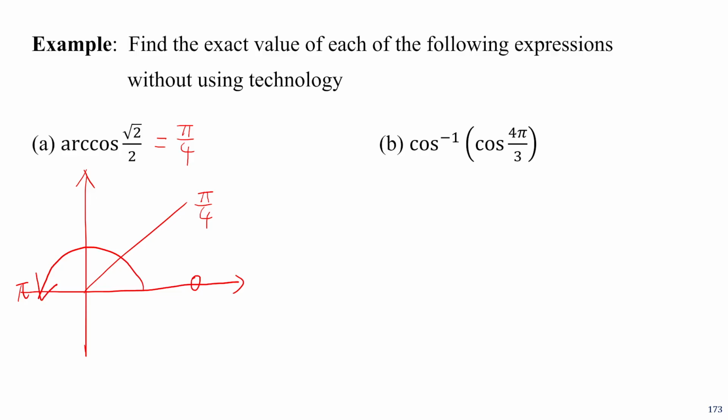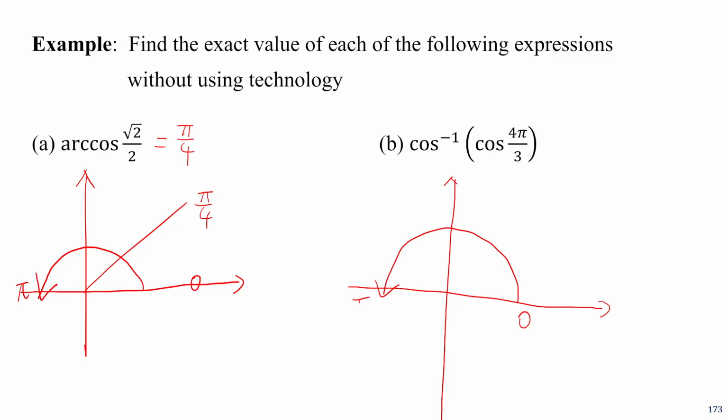Again, this means an angle, right? Such that the cosine value of that angle equals cosine 4 pi over 3. And this angle must be between 0 and pi, right? And we know 4 pi over 3 is pi plus another third pi, which is here. So that's 4 pi over 3, right? So can you find an angle between 0 and pi such that cosine of that angle equals cosine 4 pi over 3? Apparently we know, according to the symmetry, that angle is somewhere here, right?